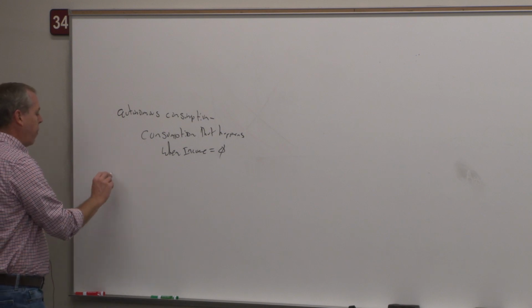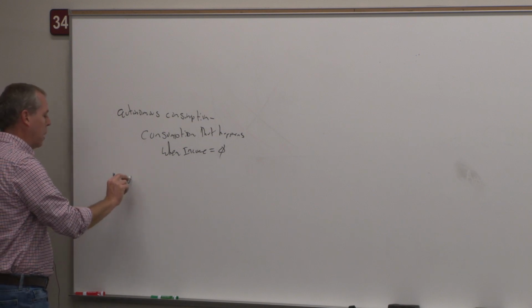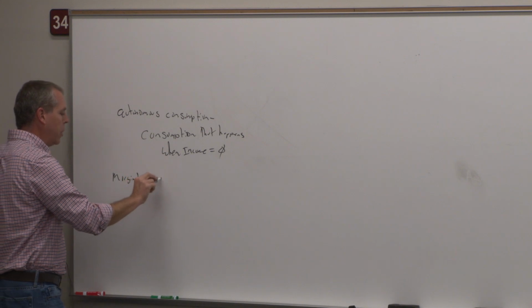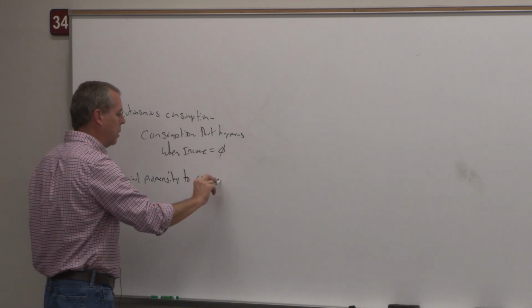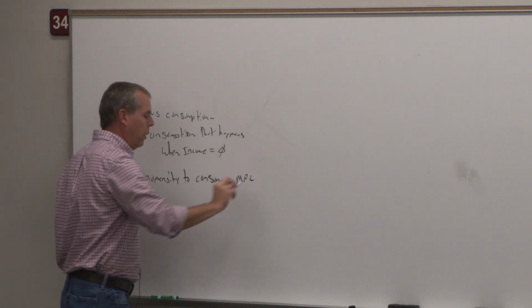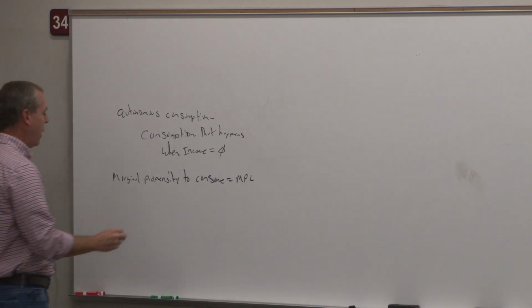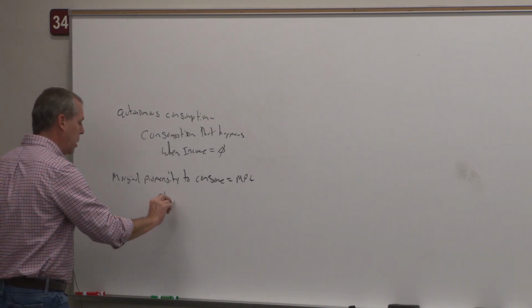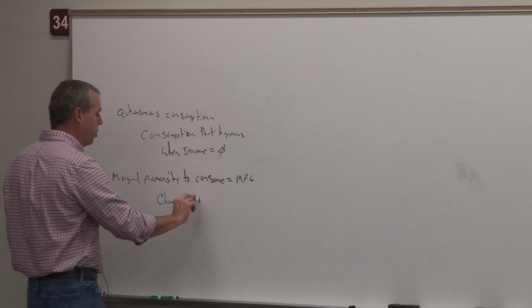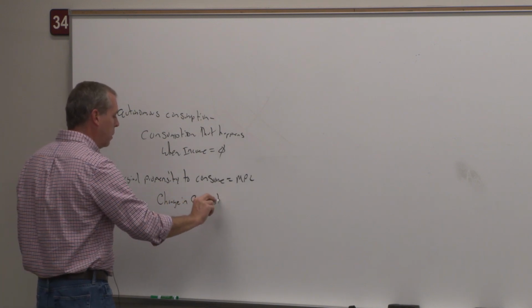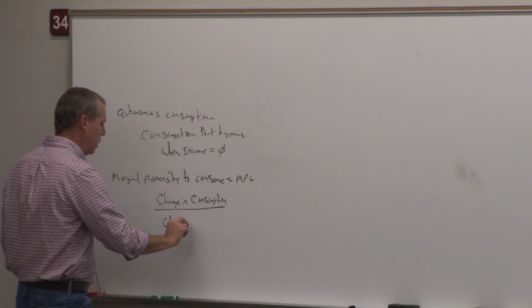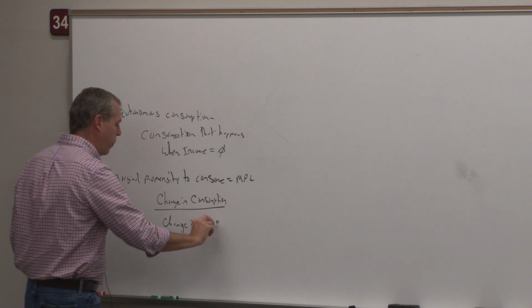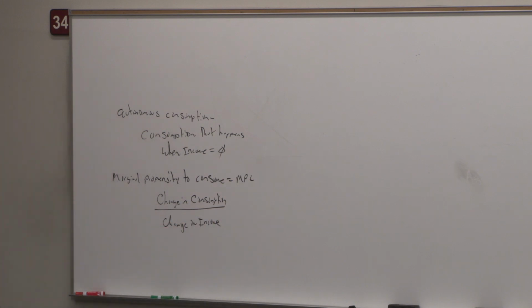The other one is called the marginal propensity to consume. MPC, right? What this guy is, is the change in consumption divided by the change in income. So what he says is that when people's income goes up by $100, their consumption goes up by some amount, whatever that amount is.